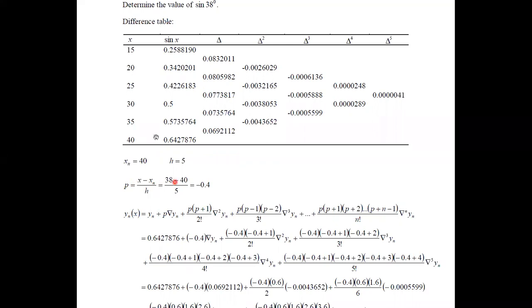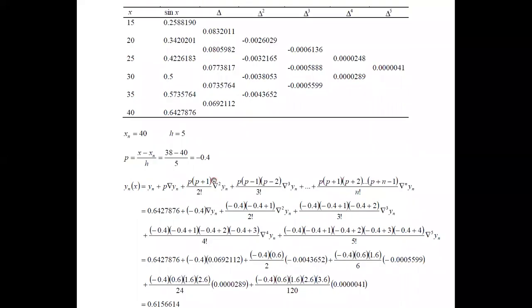Then you can do the substitution. The value of x is 38. It is the value that we want to identify. Then this minus the value of xn, which is 40, and the value of h is equal to 5. You can say that this value of p is minus 0.4, since this equation gives the value of p as minus 0.4. Then you can use Newton's backward interpolation formula. This is the Newton's backward interpolation formula, and then you can do the substitution.